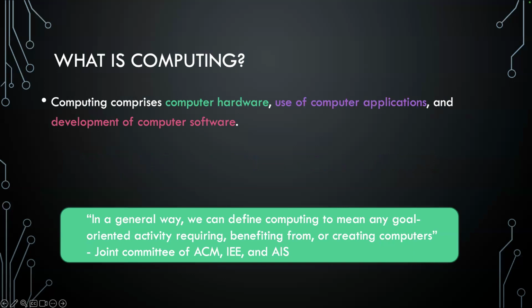So what is computing? Basically, computing is just the hardware, the applications, and the development of computer software. That can comprise a lot of different kinds of resources, we call them. But basically, we can define computing as any goal-oriented activity that requires, benefits from, or creates computers. That can be your software, your hardware, your networking. All of that comprises computing. So when we say cloud computing, it's all of that, but in the cloud.